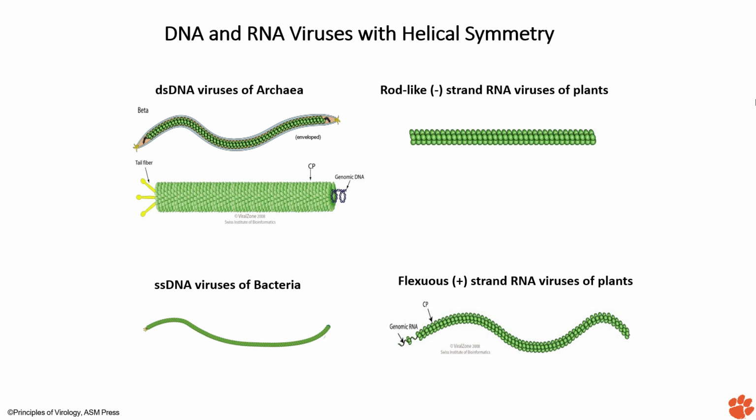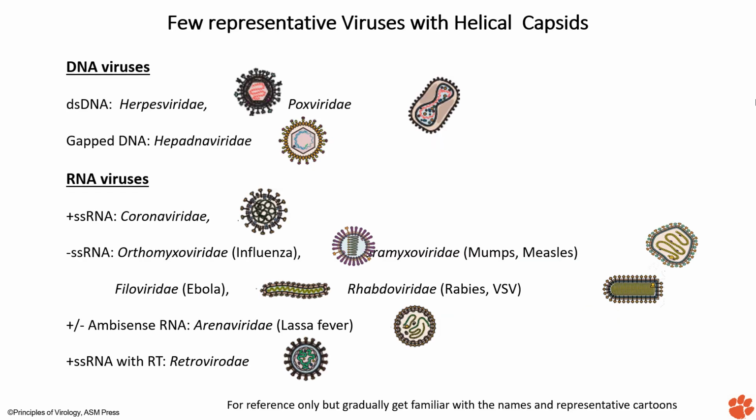What we are going to see in the animal is an entirely different scenario. Each and every virus that we know of with a helical symmetry is enveloped. There is no naked helical structured virus that infects animals. At least to date, there is none known. So remember that. That's very, very important.